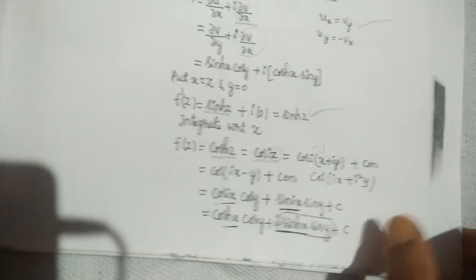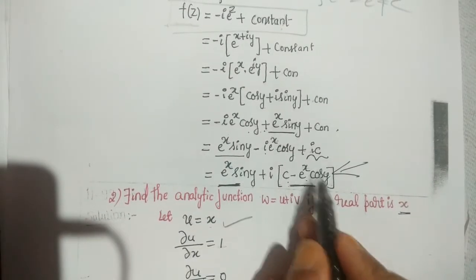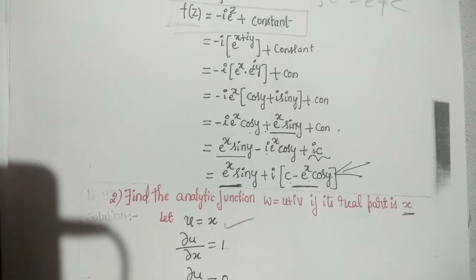Is it clear? Next, for the previous problems also, if they give it like this, for e power x sin y, what is the harmonic conjugate? The last one, that is c minus e power x cos y. That is the harmonic conjugate. That's it. You will get two benefits if you work out this problem.